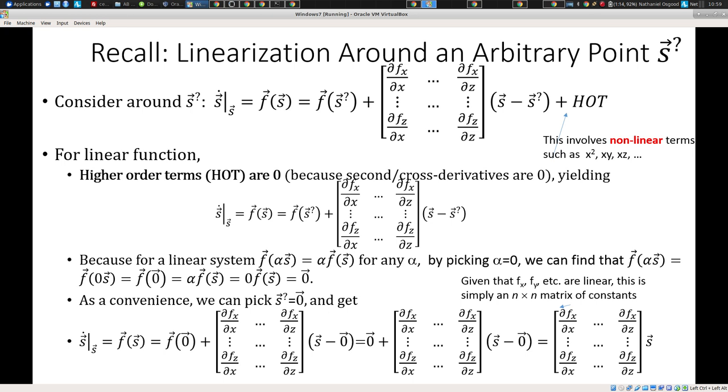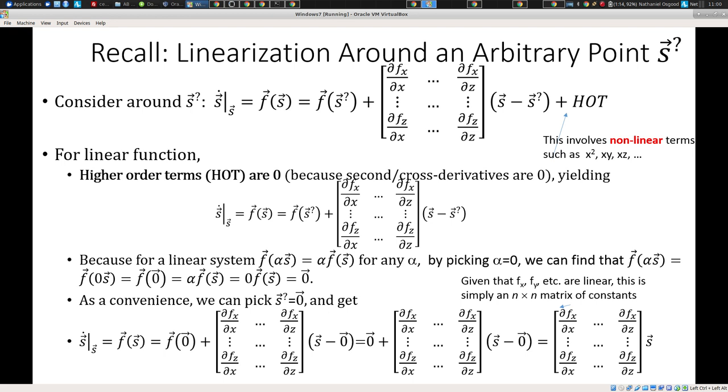But more than that, for a linear system, we know f of alpha s equals alpha f of s for any alpha. That was that second property right here, right? So let's consider alpha equals 0 as a convenient one for insight. If alpha is 0, we write f of 0 times s, which is just f of 0. So this is, how would the system behave with a 0 state? A state with nothing, 0 elements for x, for y, for z, etc. That has to equal, by the terms of this equality, alpha times f of s, for any s.